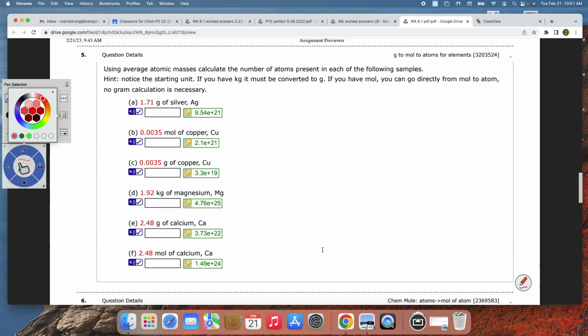Question 5, using average atomic masses, calculate the number of atoms present in each of the following samples. So it looks like we have a variety of starting points, and it looks like we're all trying to go to atoms. So again, we can go grams to moles to atoms. Now, if we don't have grams, we have to find grams. So I'm going to start with this very first one. We have 1.71 grams of silver.